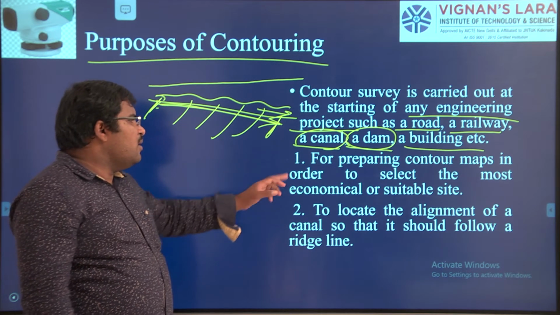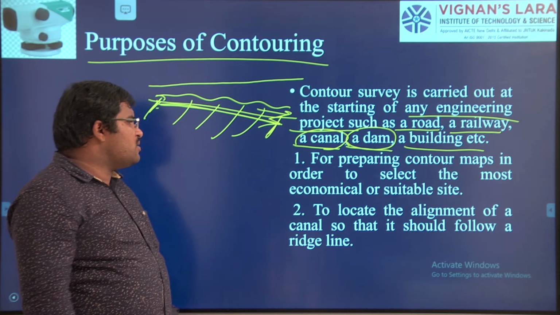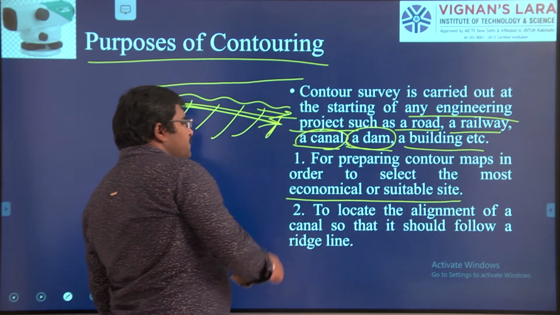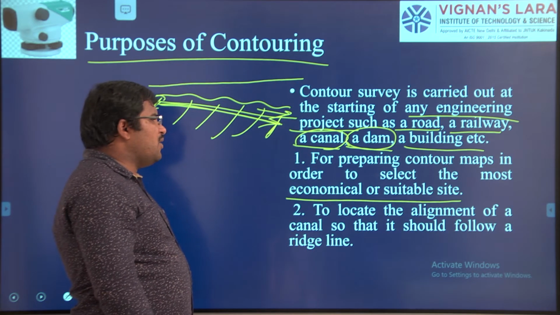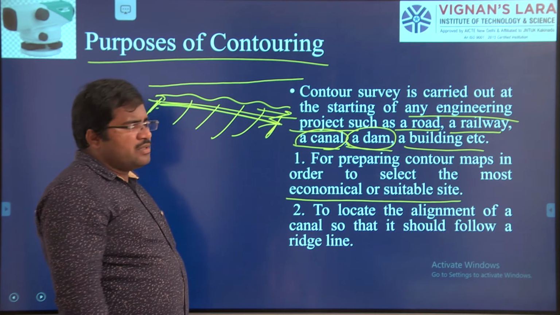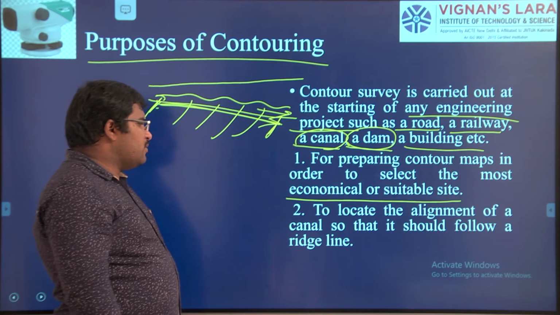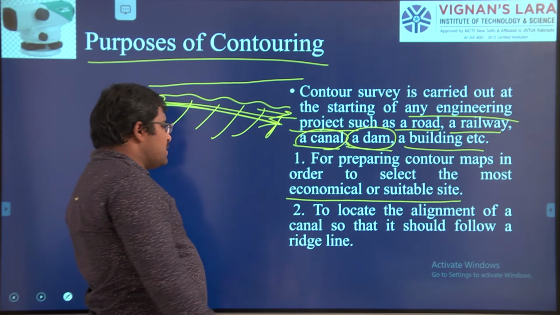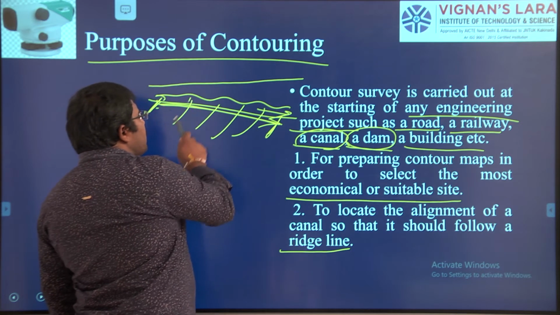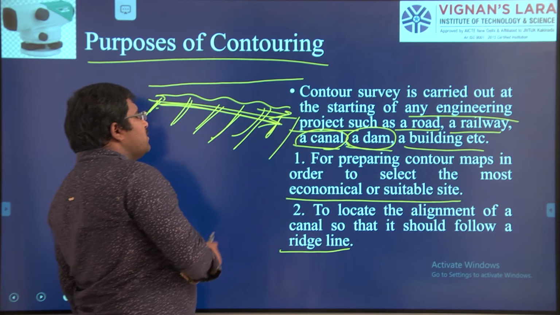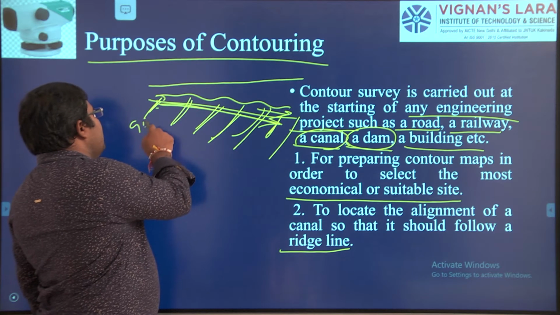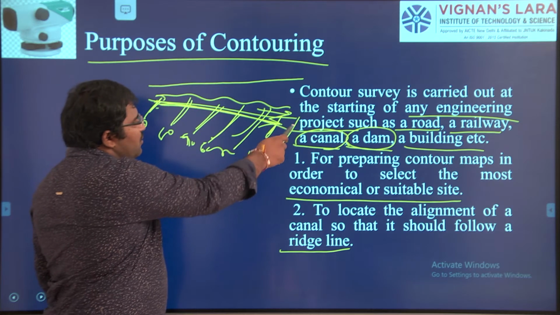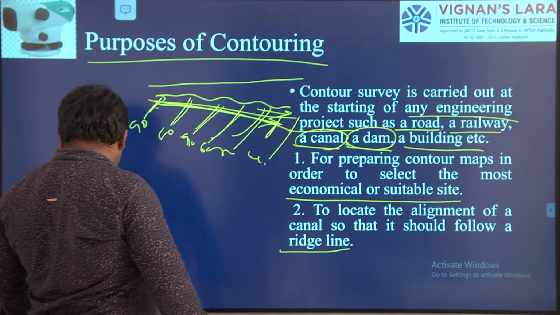Okay, now first point, for preparing contour maps, in order to select the most economical and most suitable site. Okay, so normally when preparing contour maps, we need to select the most suitable point or site, to locate the alignment of a canal so that it should follow a ridge line. So ridge line means we have to go like this. Okay, I'm telling now. So this is the higher level. Okay, 90, 80, 70, 60, 50, 40. You have to follow like this if you want the canal to flow.